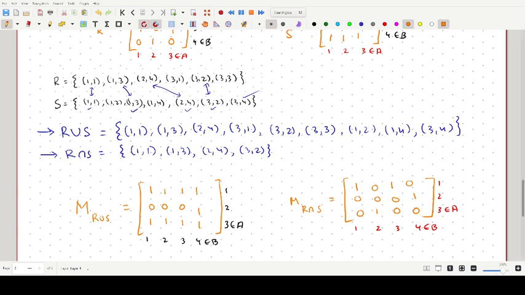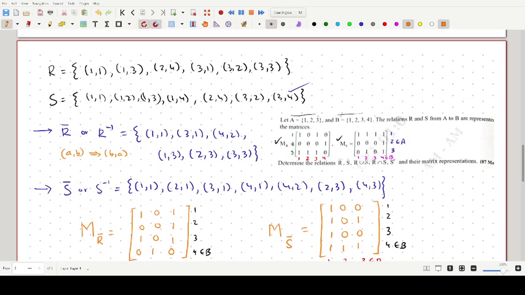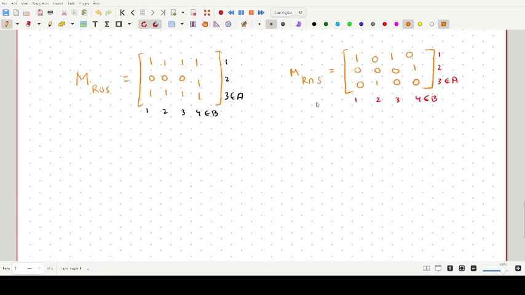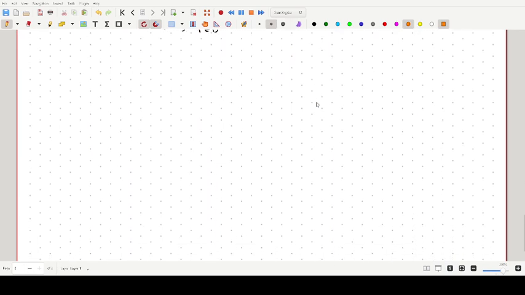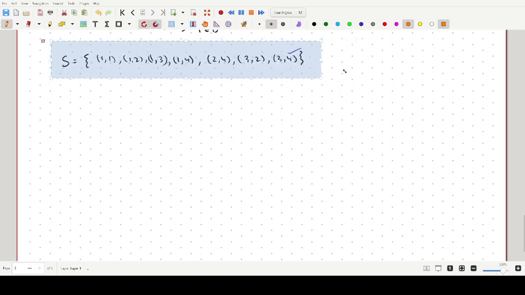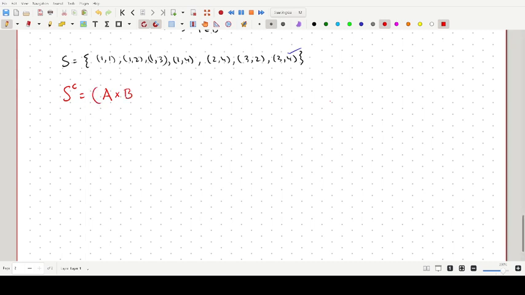And finally, we need to find out what is S complement, right? So for that, let's take down what I'm going to do here: I'm going to bring down the relation S. This is the relation S. Now S complement, mind it, is a relation which is basically the set subtraction A cross B minus S, right?